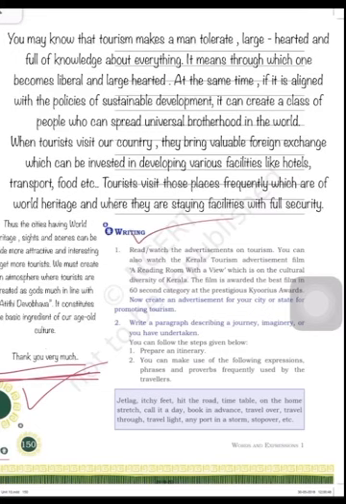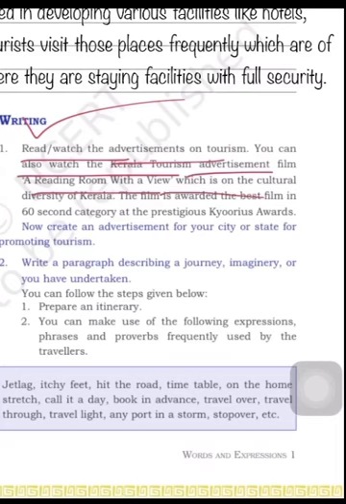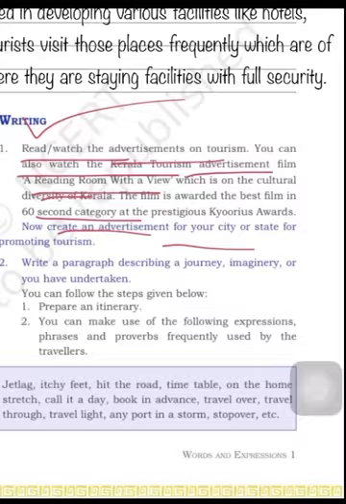Next is the writing part. Read, watch the advertisement on tourism. You can also watch the Kerala tourism advertisement film, A Room with a View, which is on the cultural diversity of Kerala. The film was awarded the best film in the 60 seconds category at the prestigious Curious Awards. Now create an advertisement for your city or state.